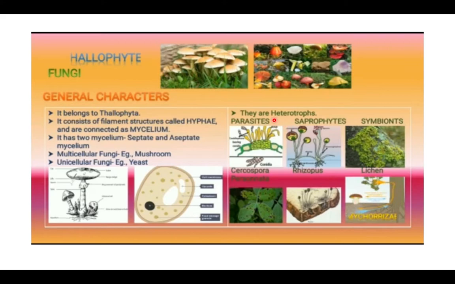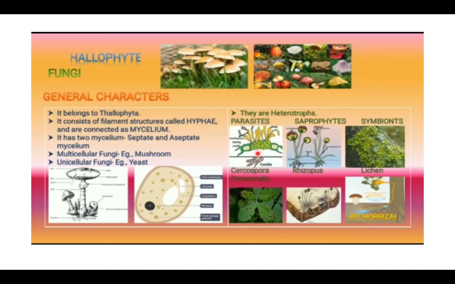And these fungi are heterotrophic in nature. That means depending on other organisms. That's why it cannot prepare its own food. But algae, we discussed algae, are autotrophs, they can prepare their own food, right? But here fungi are heterotrophs, they cannot prepare their own food. Based on nutrition, they are classified into three types: parasite, saprophyte, symbionts.